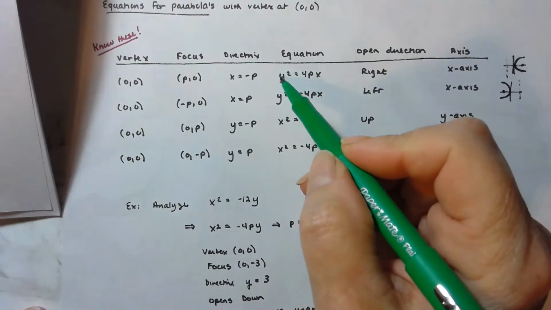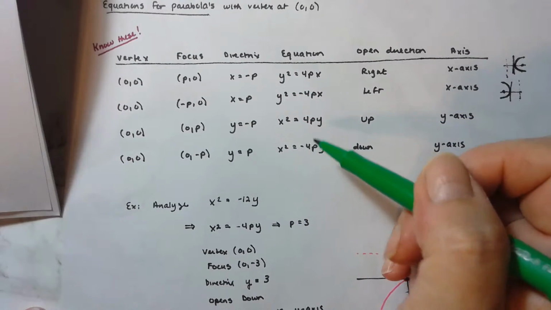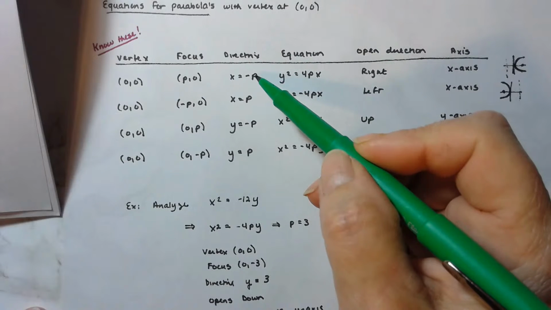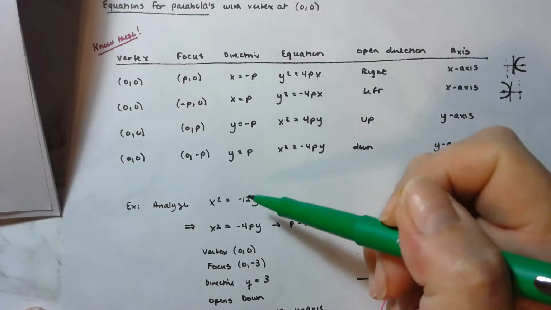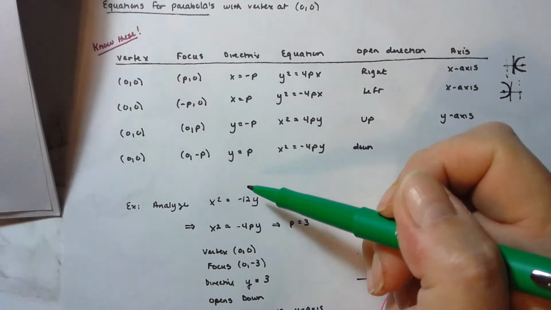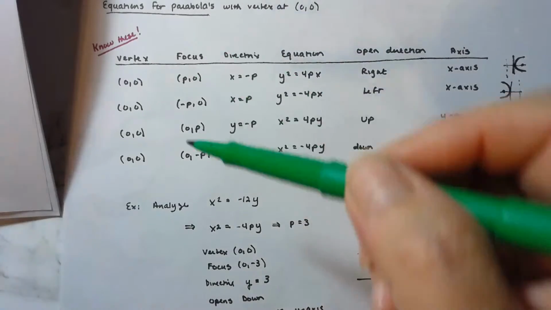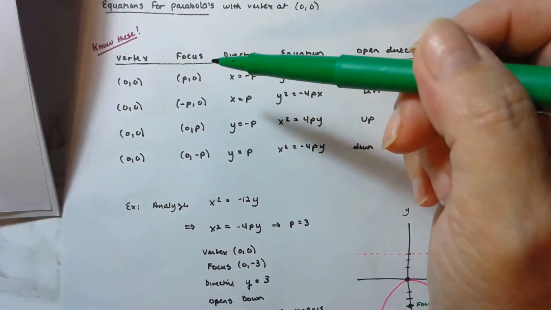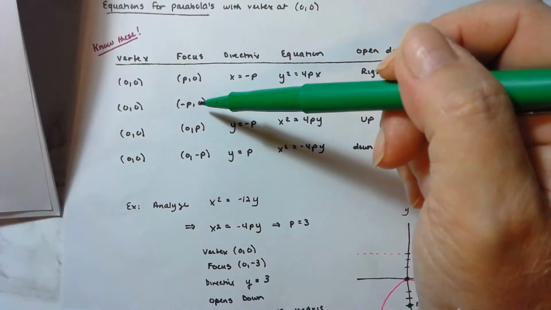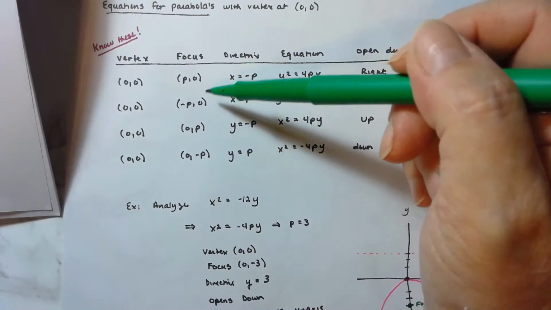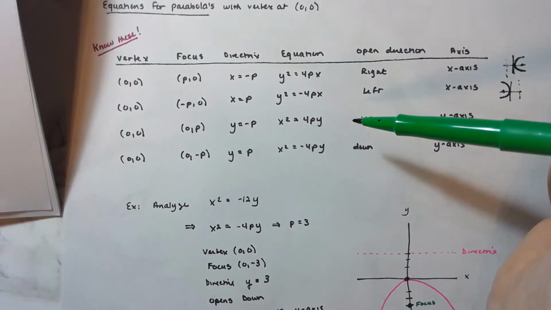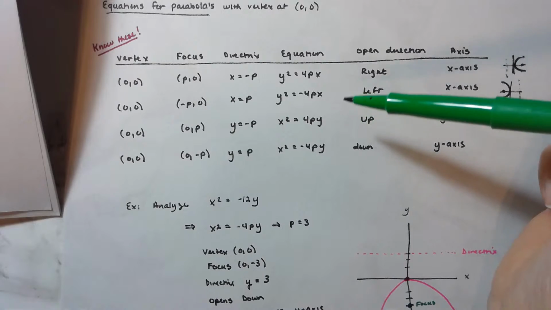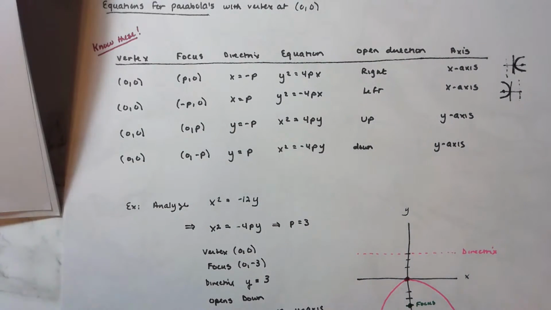Left or right starts with y squared. The directrix, if it opens right, is going to be negative p. If it opens left, it's going to be positive p. The focus will be (p, 0) for the parabola that opens to the right, and the one that opens to the left will be (negative p, 0). So again, I know this is a lot, and we haven't even scratched the surface yet. So let's take a look at a quick example.